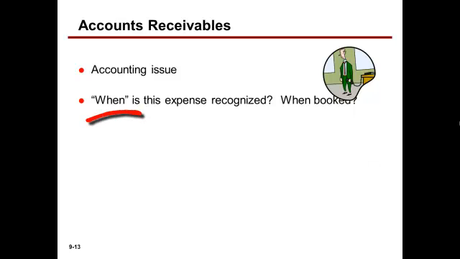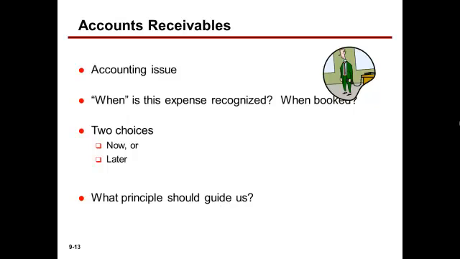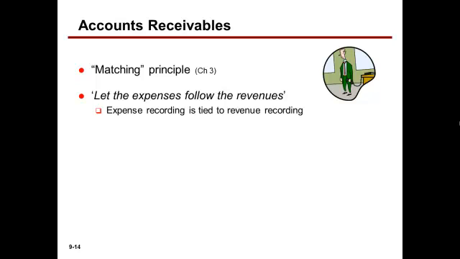The accounting issue is when this expense, this bad debt expense, will be recognized. When will we book it? We have two choices. Book it now or book it later. But what principle should guide us in deciding when we should record this bad debt expense? Let's go back to the matching principle that we saw in Chapter 3, letting expenses follow the revenues. That is, expense recording can be tied to revenue recording.